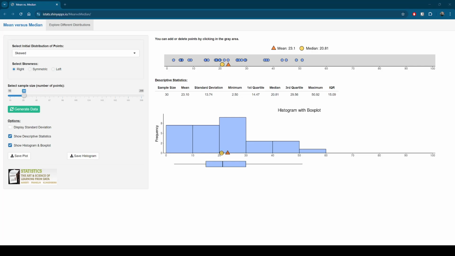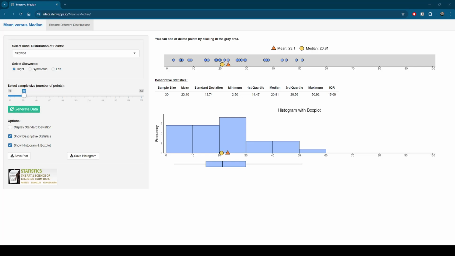Let's investigate this Shiny app comparing the mean and the median for a data set. Notice I'll leave these options as default there. What we're doing is looking at a sample of data points displayed as dots up above in the gray area, and then displayed as a histogram and a box plot down below, along with some descriptive statistics.